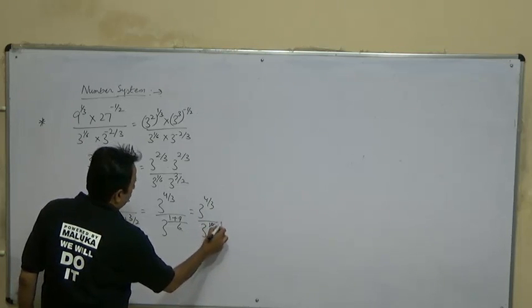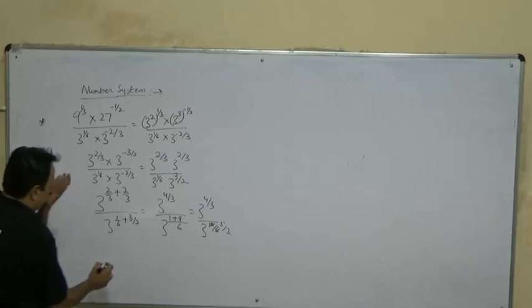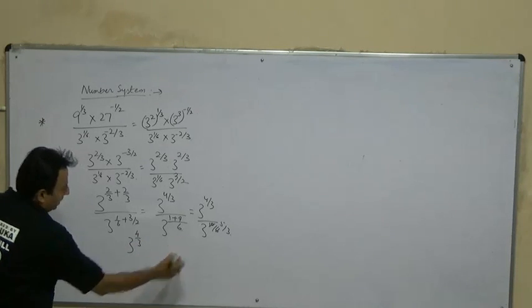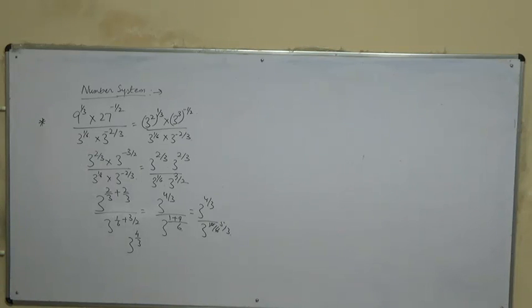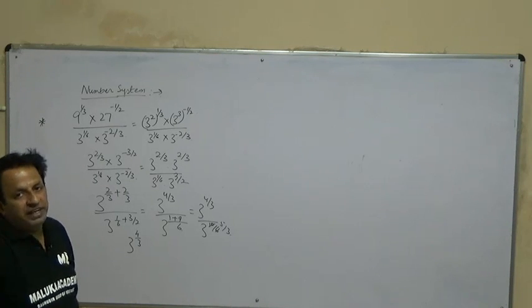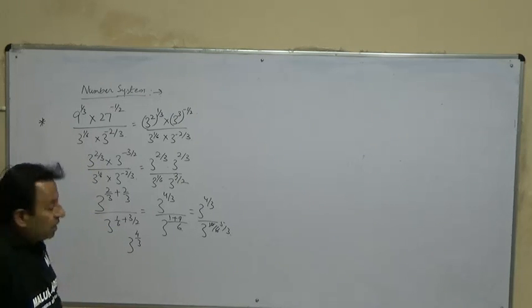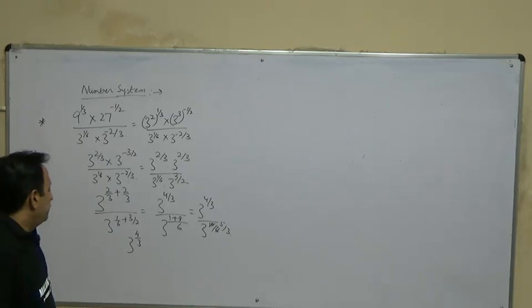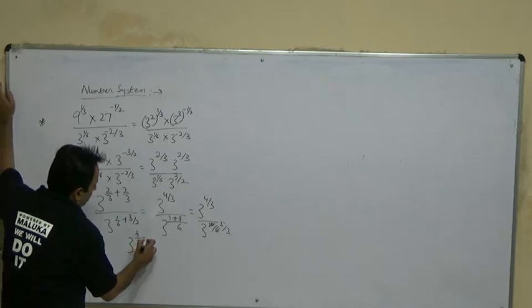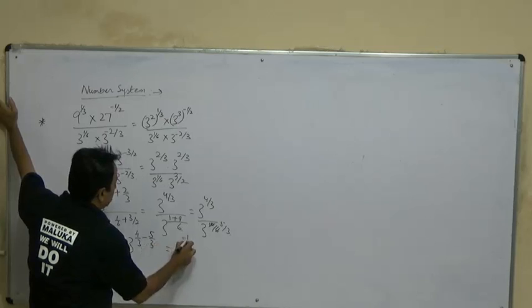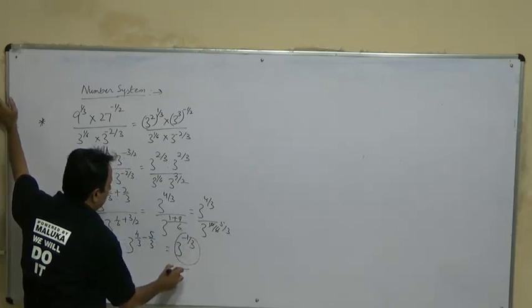So this comes out to be 5 by 3. Then next is 3 raised to power 4 by 3, and in the denominator we have got 3 raised to power 5 by 3. So when we divide two numbers with the same base but different exponents, the exponents will be subtracted. So this can be written as 4 by 3 minus 5 by 3. So this will be 3 raised to power minus 1 by 3. So this will be the answer.